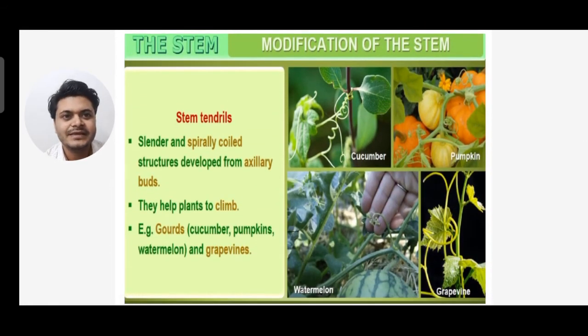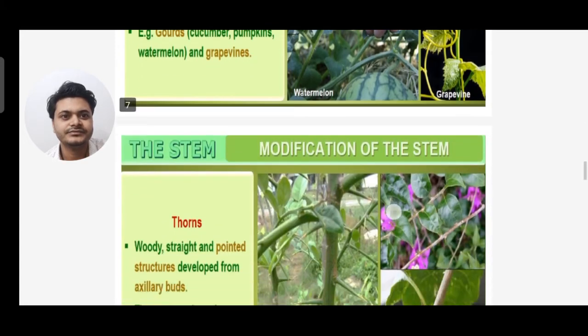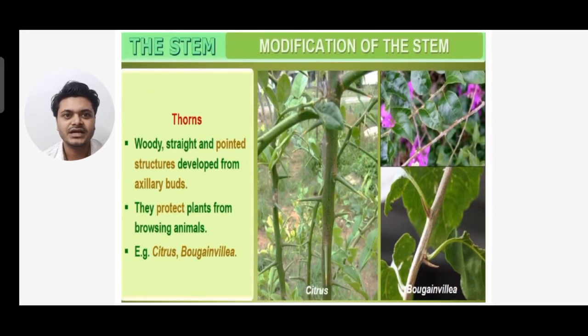Next is stem tendril. The stem tendrils are slender and spirally coiled structures developed from axillary buds. You can see the diagrams are given. They help plants to climb. Examples: gourds, you can see cucumber, pumpkins, watermelons and grapevines. These are the examples of stem tendrils.